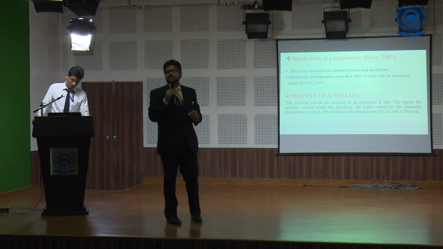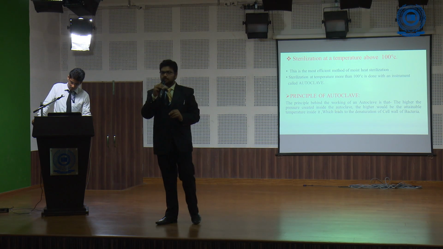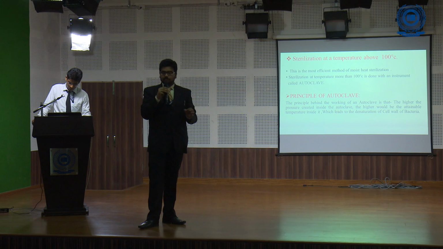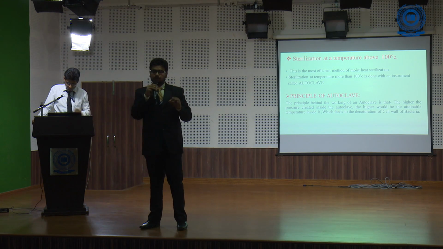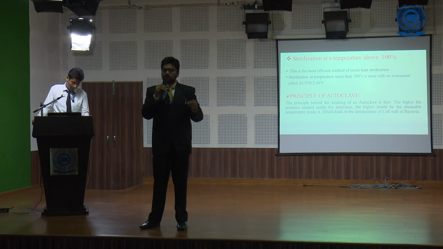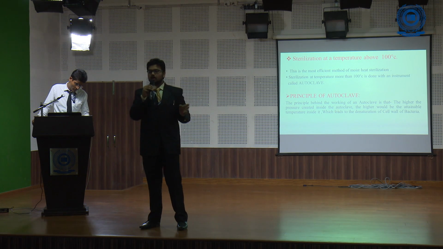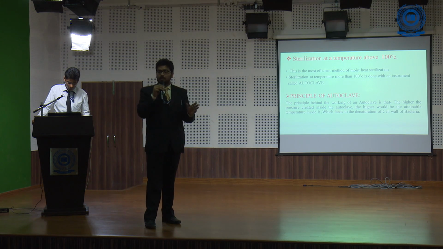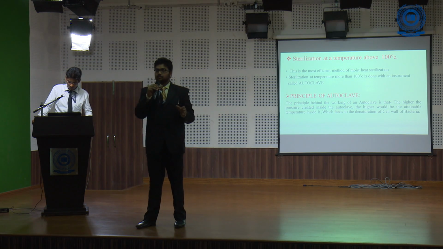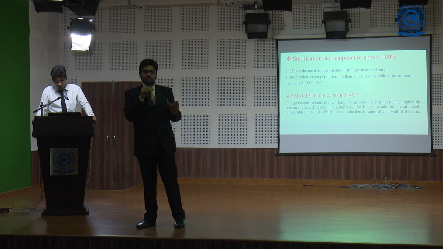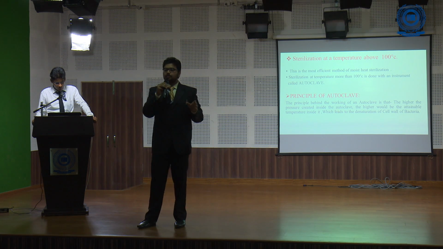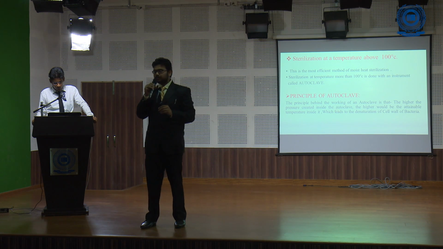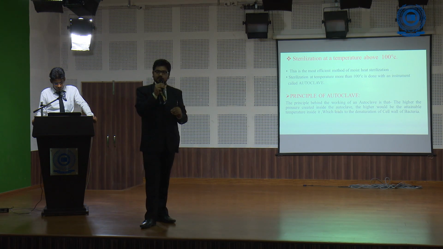The third method of moist sterilization is sterilization at a temperature above 100 degrees Celsius. It is the most effective method of sterilization, which we have used in the laboratory also to sterilize different media like nutrient media, agar media, blood agar media, glucose media. Sterilization above 100 degrees Celsius can take place with the help of an instrument known as an autoclave. We have used this autoclave in our laboratory also to sterilize media and glassware.